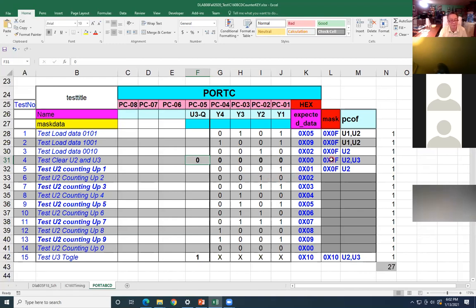Okay, now go down to 15. Basically, I just want to know, is U3 pin 5 0? Does it go to 1 or not? I don't care about that guy. This guy already went up to 9 and 0. So that's why I ignore it.